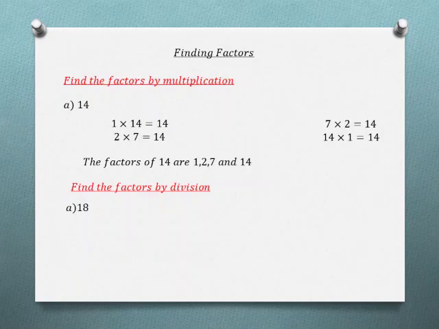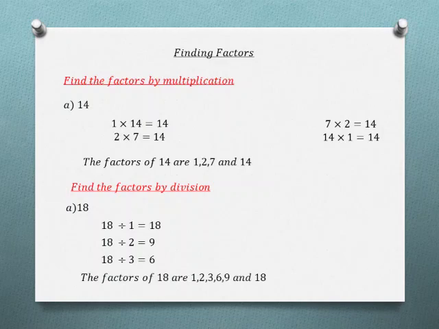By the division method we are going to solve this problem. 18 divided by 1 is 18. 18 divided by 2 is 9. 18 divided by 3 is 6. 18 divided by 4, it is not divisible by 4. 5, no. So 6 will come.